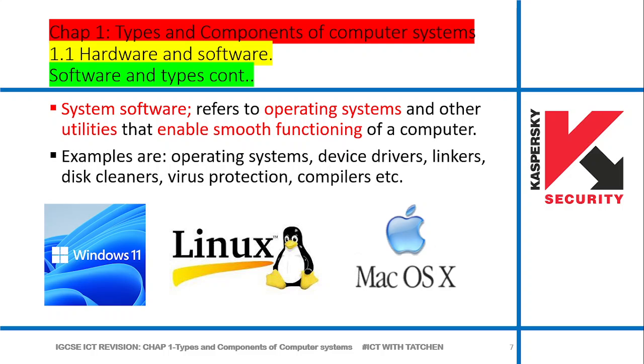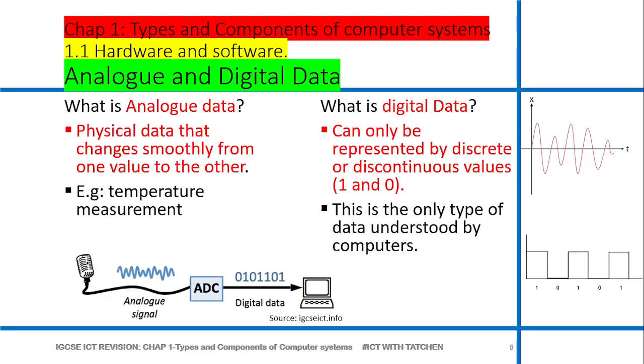Without an operating system, I won't be able to record this lesson. Without an operating system, I won't be able to communicate with my computer. So we are going to look at that in detail later. When we talk about system software, we're looking at your operating system like Windows, Linux, Mac OS, and the rest. Or you talk about antivirus software, device virus protection, disk cleaners, compilers, and the rest. So that is it about software mainly and hardware.